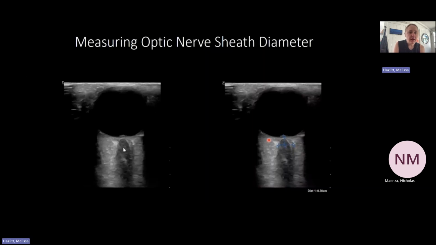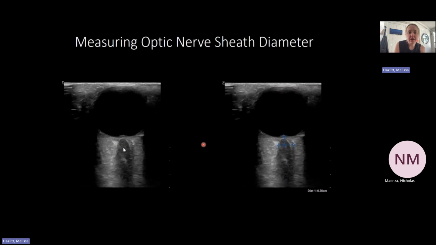So when we're measuring this, the key is that we've agreed on a set place that we measure it so that we're getting observable sizes that we can apply across different operators. So we're basically going from the optic nerve, or from the optic disc, or if it's flush from the scleroretinal layer, going back 3 millimeters and then measuring across to make sure that we're including the optic nerve sheath.